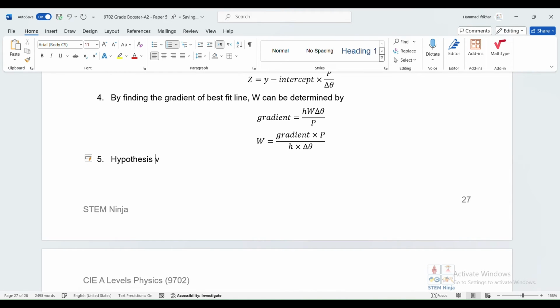So finally, we will say that our hypothesis is valid only if the best fit line can be drawn.